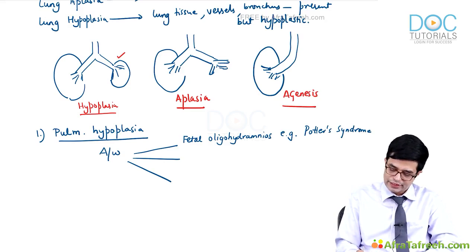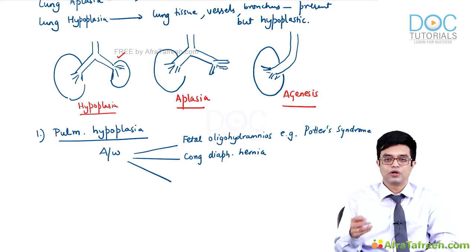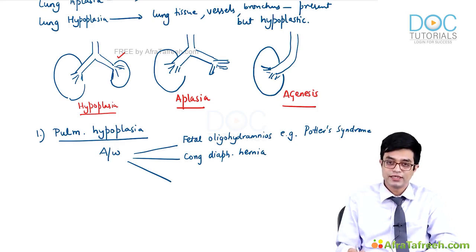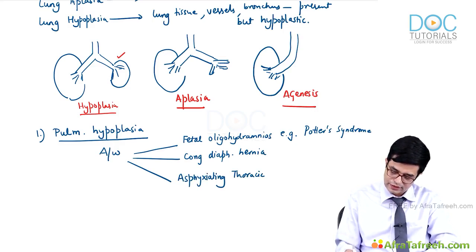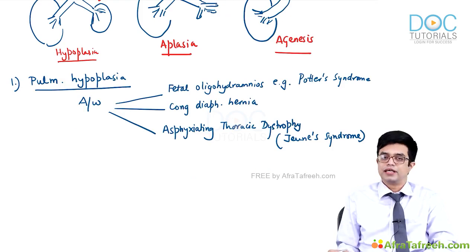Second, it is associated with congenital diaphragmatic hernia. Third common reason or association for pulmonary hypoplasia is asphyxiating thoracic dystrophy. It is also called Jeune's syndrome. This is regarding pulmonary hypoplasia.